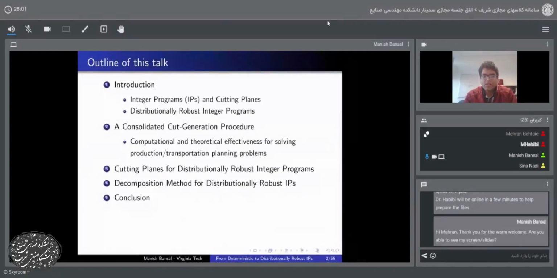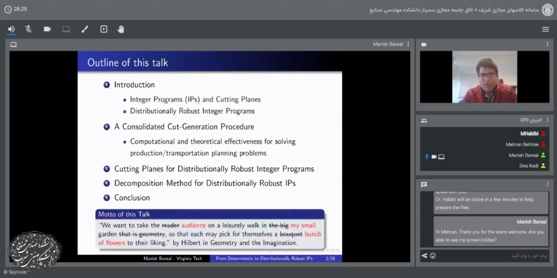Thereafter, we will get into presenting a consolidated cut generation procedure and its effectiveness, both computationally and theoretically, for solving production or transportation planning problems. I will also discuss some procedures to generate cutting planes for distributionally robust integer programs. And if time permits, we will also go through a decomposition method for some distributionally robust integer programs. And finally, I will conclude my talk.